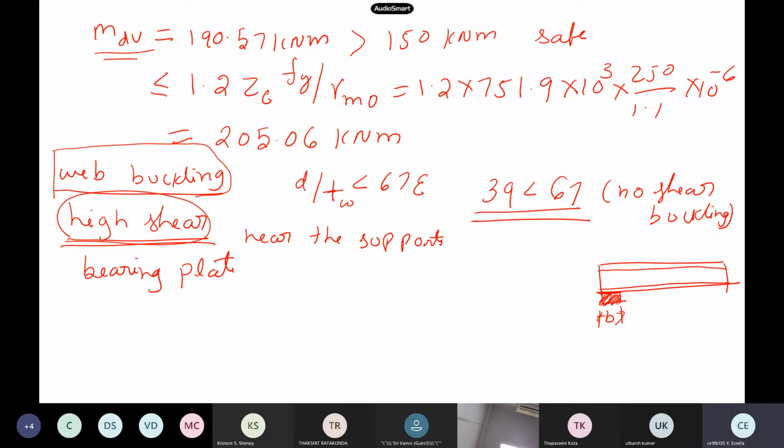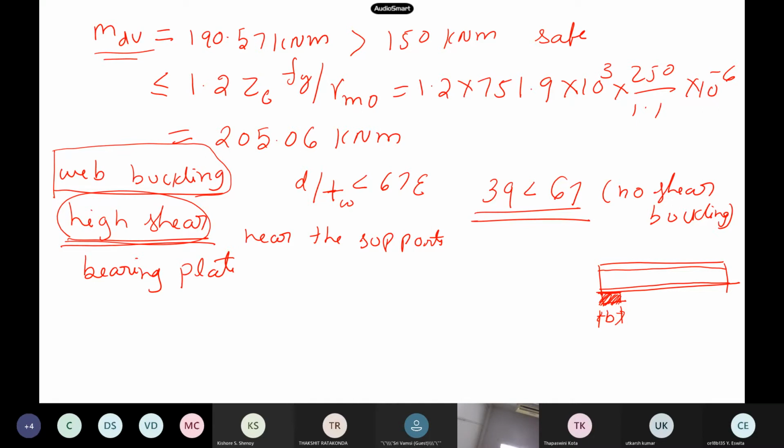75 or 100. 75 to 100. Suppose it is failing, you increase the bearing length. Or sometimes, in some problems, they will mention that this I-beam is resting on some RCC column, or maybe a masonry wall, or some other steel member. So if it is resting on something else, the bearing is taken accordingly.